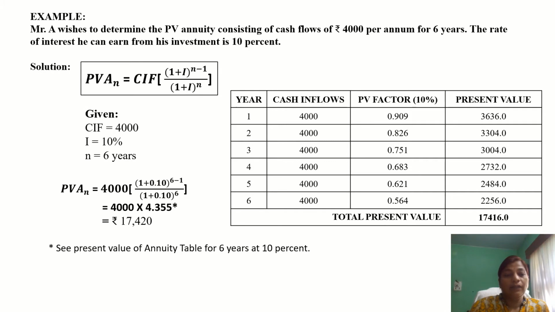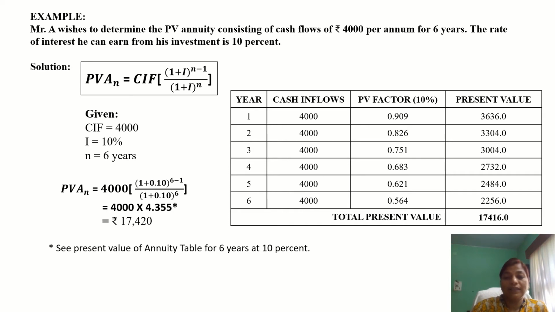So in the example, Mr. A wishes to determine the present value of an annuity consisting of cash flows of rupees 4,000 per annum for 6 years. So here Mr. A is generating 4,000 rupees per annum for 6 years. The rate of interest he can earn from his investment is 10%. We are asked to calculate the present value of the annuity. So here the cash inflow is 4,000, interest rate is 10%, and N is 6 years. By substituting in the formula, you will get 17,420.